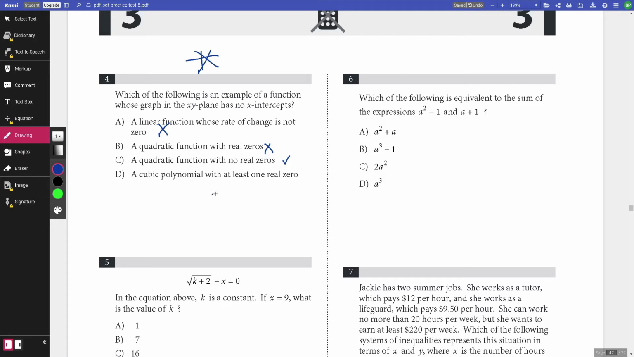And a cubic polynomial was like this, and that always intersects with the x-axis, so the answer is C.